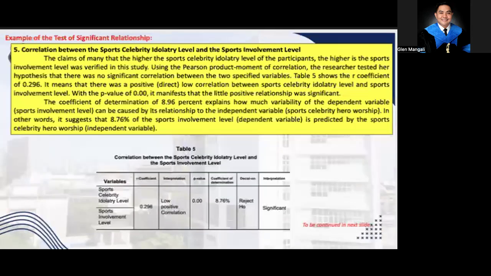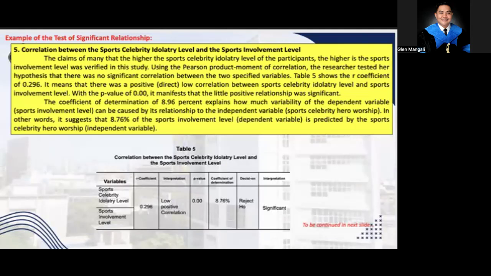So for the test of significance, you indicate what kind of correlation between certain values are involved. An example of that is the correlation between the sports celebrity idolatry level and the sports involvement level. And then you make some paragraph introduction before you present your data.